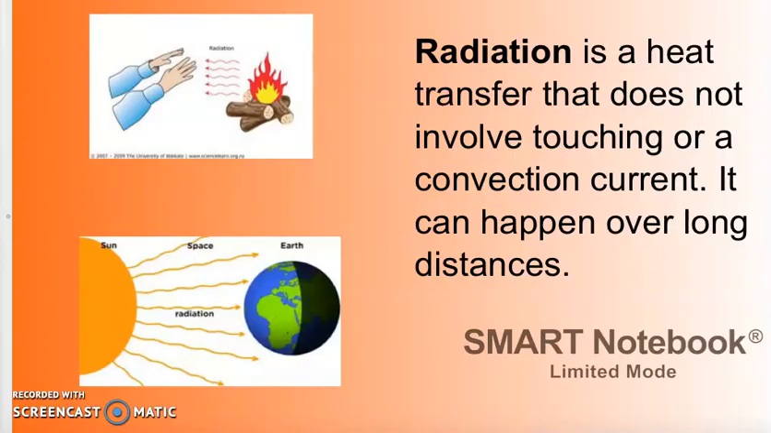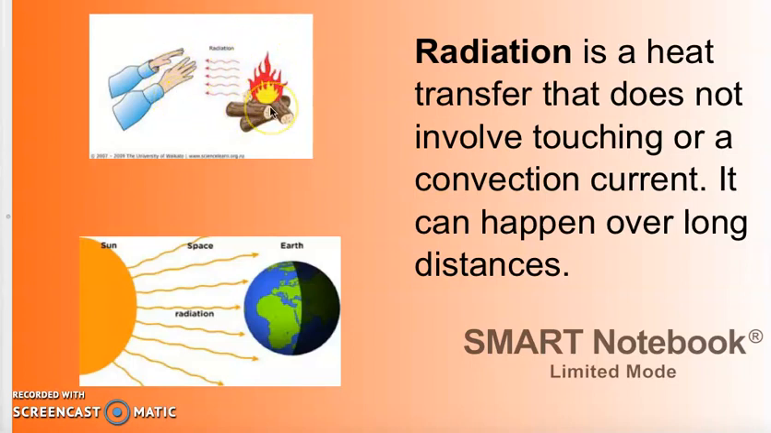The final one is radiation, and radiation is, well, it's neither of the others. It does not involve touching or a convection current, and it can happen over long distances. Over a short distance here is somebody with their hand near the fire. If you're a few feet away from the fire, your hand is not in the convection current that is going up, but you still feel the heat.